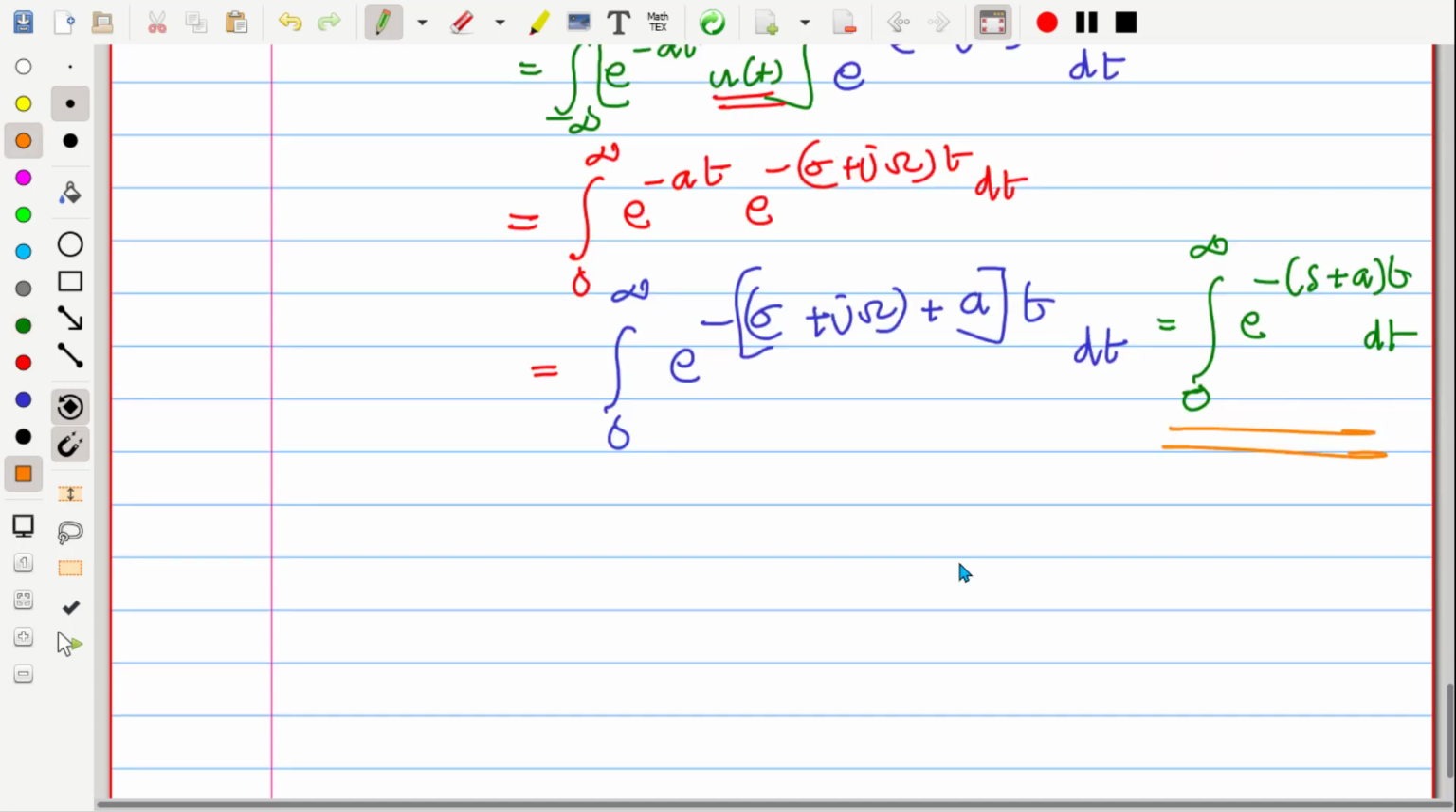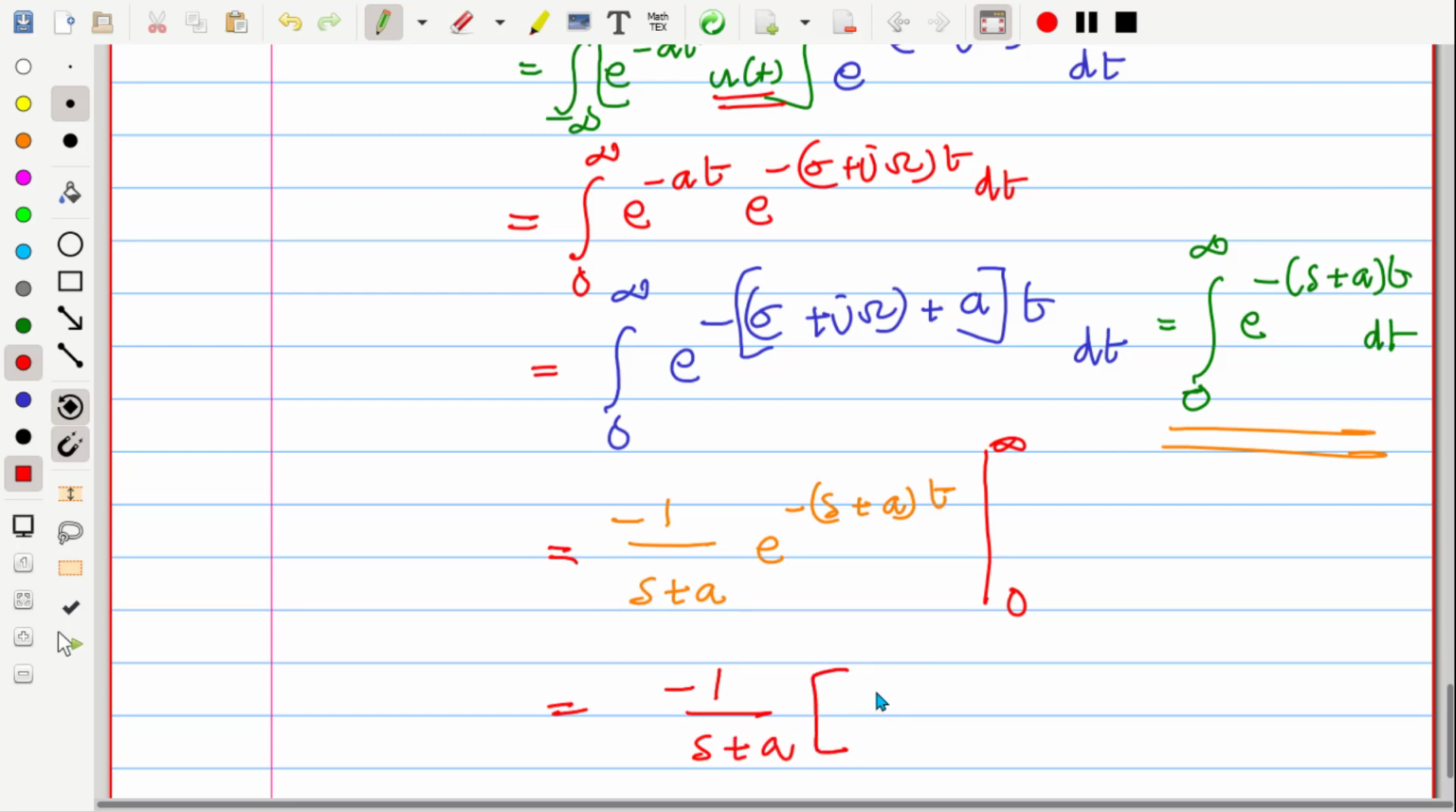When you perform the integration operation on this integral, we will get minus of 1 by s plus a into e power minus s plus a into t within the range 0 to infinity. We know that e power minus infinity is 0 and e power 0 is 1, so we can substitute it like this. Minus 1 by s plus a into, e power minus infinity is 0 and minus e power 0 is 1, right, 0 minus 1. So this minus and minus will get cancelled and it will become positive, and you will get 1 by s plus a.